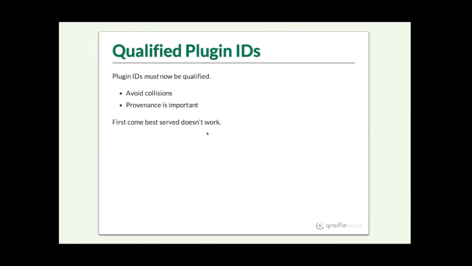So a couple of things about this. We want to avoid collisions, and provenance is actually important. Whose Avro plugin is this? Does it come from the Avro project? Does it come from somebody else? That's important information. Does it come from the Gradle team? So provenance is now built into the IDs. The approach so far has been first come, first served. So the first person to create a JavaScript plugin had the Gradle JavaScript plugin. That doesn't work if somebody else wants to come along and create a better JavaScript plugin. You shouldn't have to make them call their plugin JavaScript new or something like that. So now provenance is built into the system.